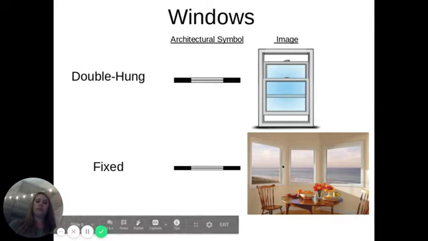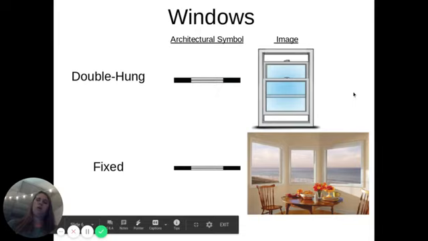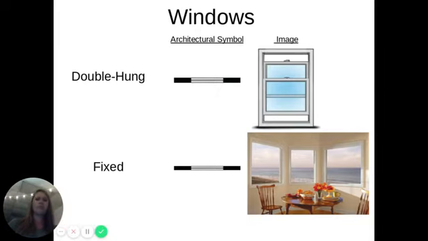Fixed windows, like here, they don't move at all. They don't open, they don't slide up and down, they don't swing open, anything. They just stay put. It's a glass box in a wall. And they're really common on hotel rooms or cruise ship windows, places where you have no reason to open that window, and also for insurance purposes of people falling out of them.